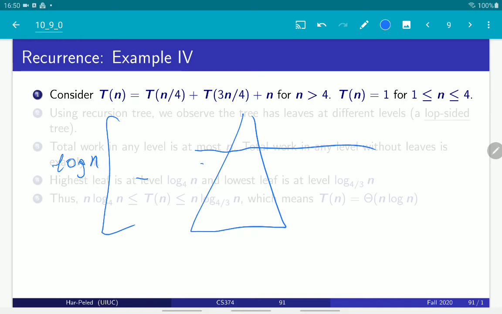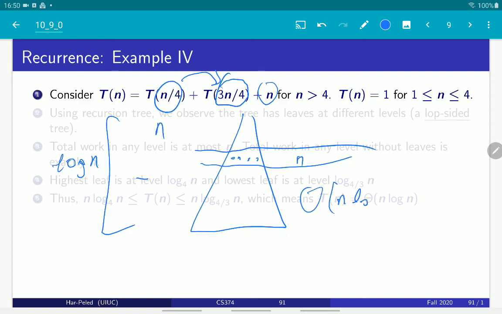Now we are in a bit of a strange situation because nodes in the same level have different sizes. But it doesn't matter because the amount of work in each one of them is proportional to their size, so it's linear in each size. And the important thing is that in every level, the total size is exactly n. This is where we are using very critically the fact that n over 4 plus 3n over 4 is just n. So this is linear in every level. We have log n levels, and the solution to this recurrence is n log n.